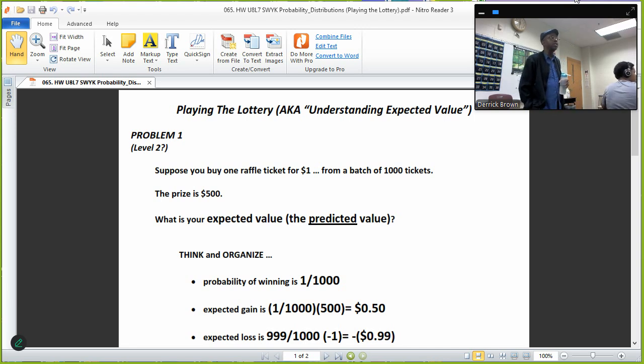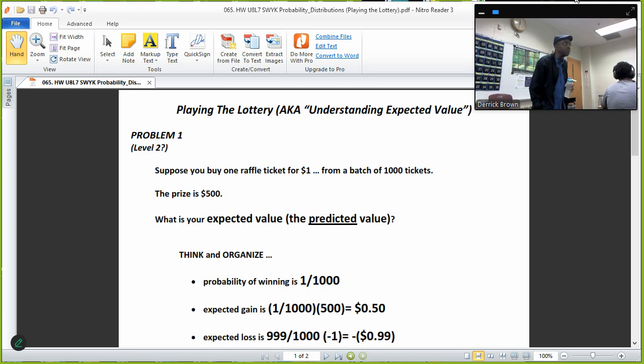Now, what is the expected loss for the losers? What should the losers expect to lose? What is the probability of losing? Listen to what I'm asking you. The probability of me losing is 999 out of 1,000. What do I lose? I lose negative $1. What is the product of negative 1 and 999 out of 1,000? 99 cents. You're going to lose 99 cents.